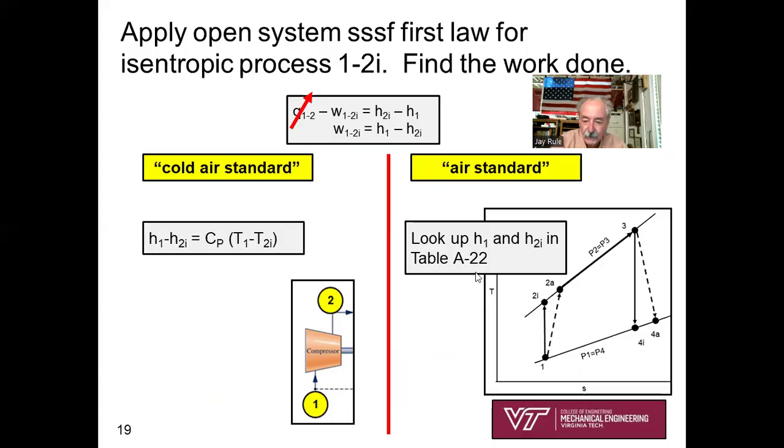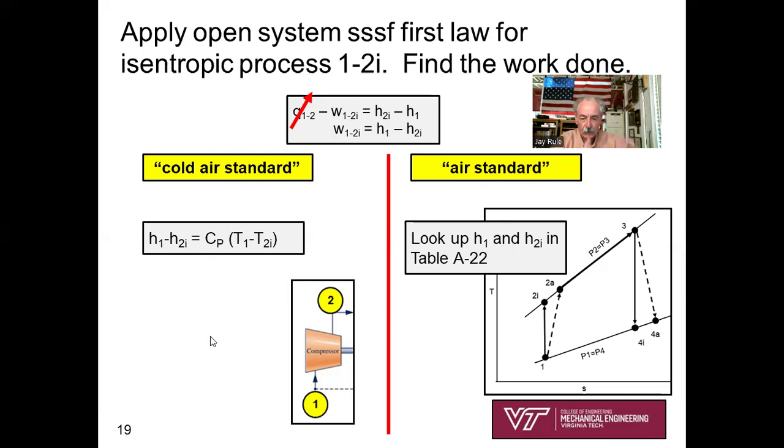Do you see that once you've got H2i, you can apply the first law. First law for 1 to 2 isentropic: Q from 1 to 2 isentropic is 0, adiabatic, minus work 1 to 2i, which is what we're looking for, equals H2i minus H1. Not bad. So there's two different ways you can do it.